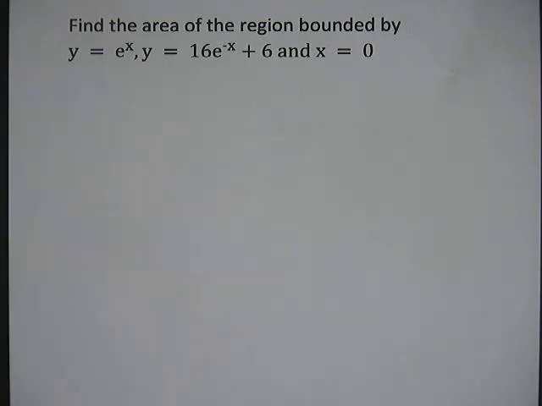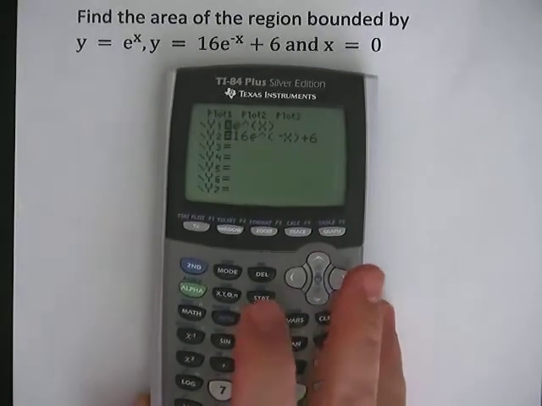Okay, for this problem we're asked to find the area of the region bounded by y equals e to the x, y equals 16 e to the negative x plus 6, and x equals 0. Okay, so the first thing you want to do is get an idea of what this actually looks like. So I went ahead and typed these beforehand.